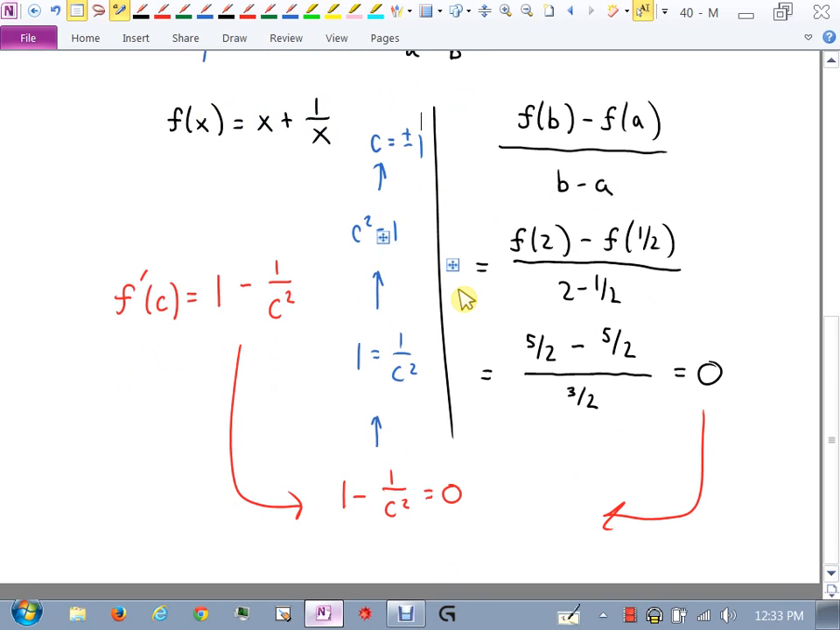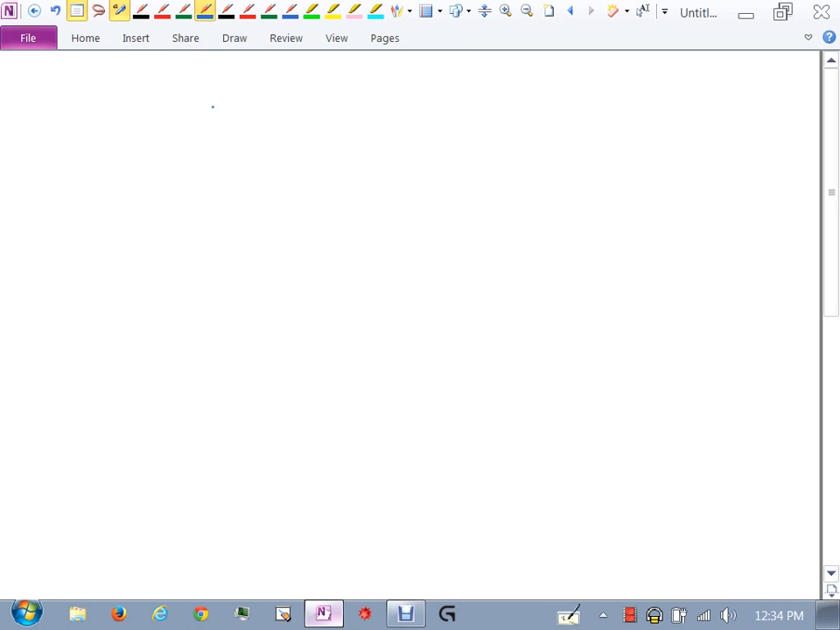So it says find the values of c which satisfy the theorem. You've done that. Now what if this over here had been -3? What if this over here would have turned out to be -3? Then you would have had something like this: 1 minus 1 over c squared must equal -3, right?